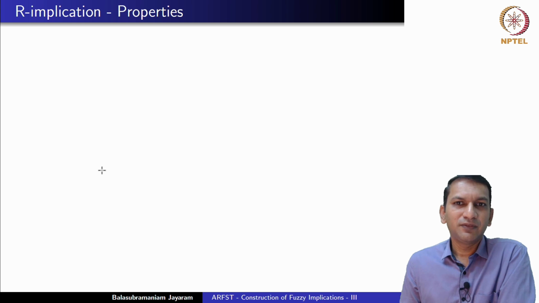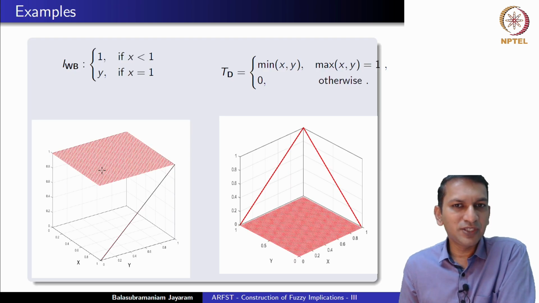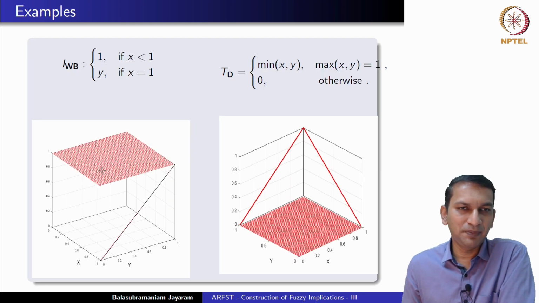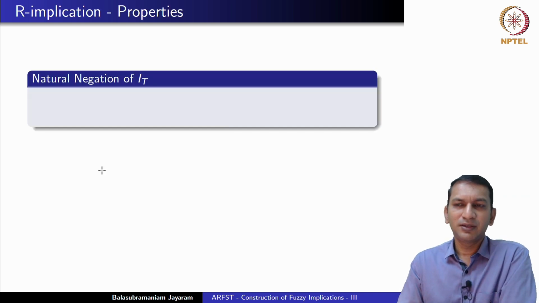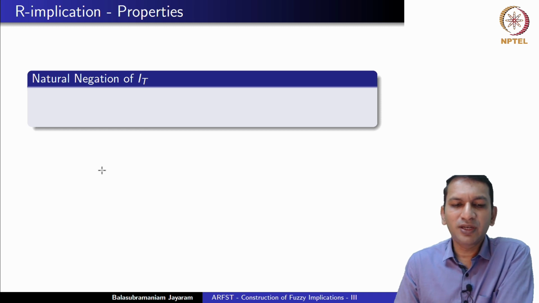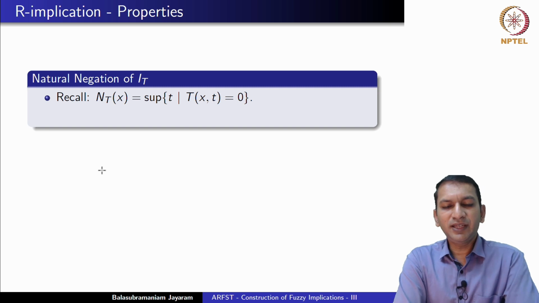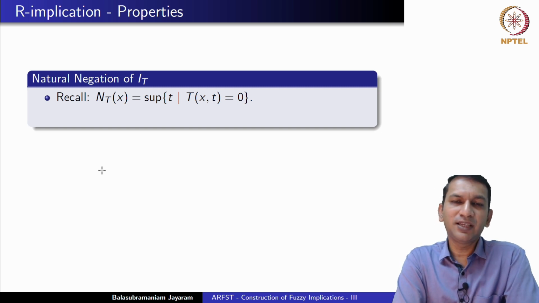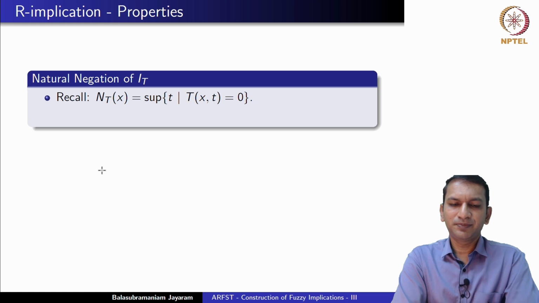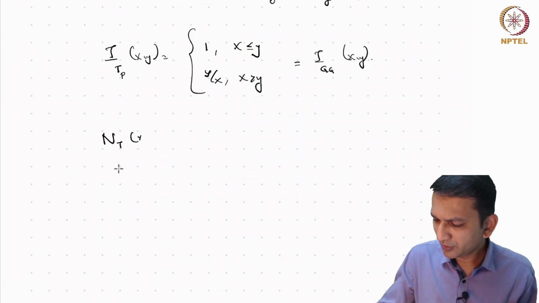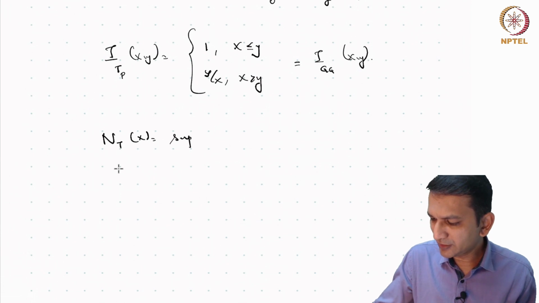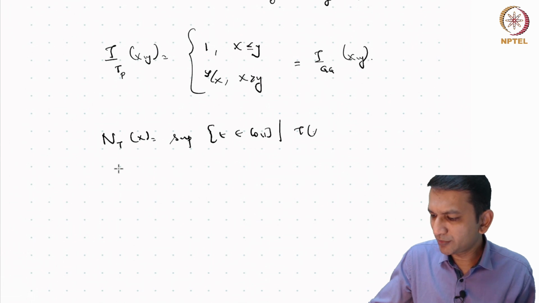Well, geometrically we have seen when a fuzzy implication has an IP or OP, especially an R implication. Now let's look at it a little more in detail. What is the natural negation of an R implication? Recall, given a T-norm, this is how we define the natural negation of a T-norm. The natural negation of a T-norm is defined as all those t element of [0, 1] such that T of x comma t is equal to 0.